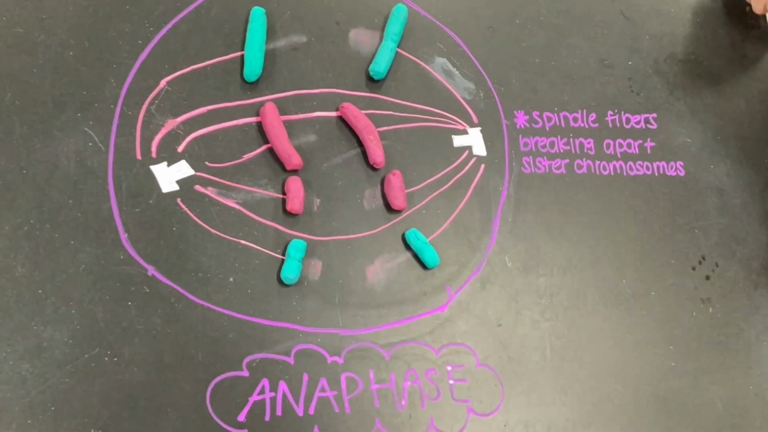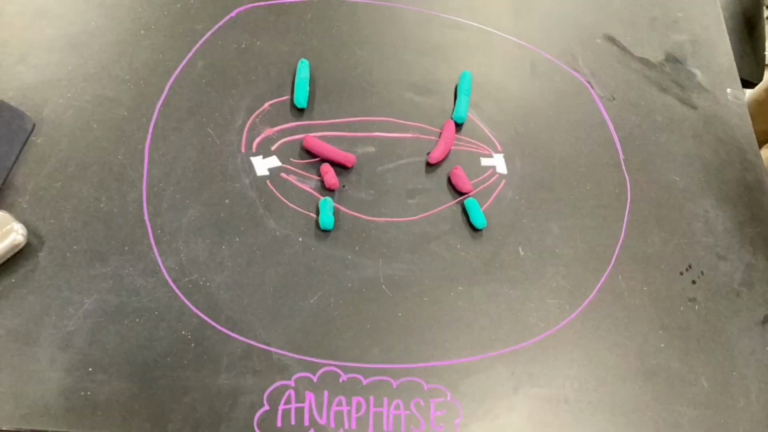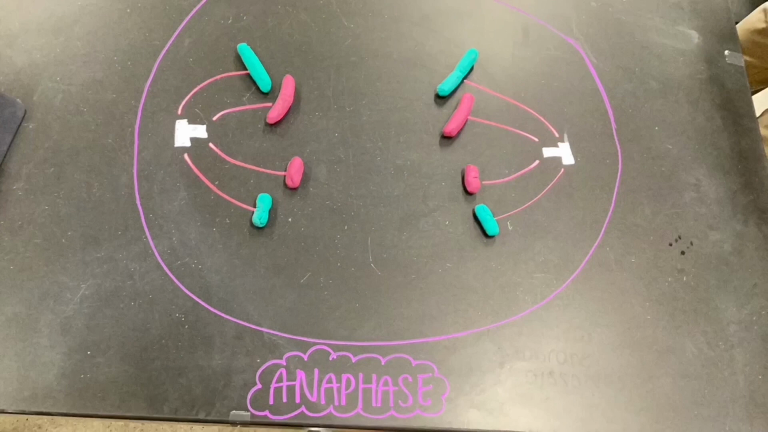anaphase, where the sister chromatids are pulled apart into the 2 different sections of the cell. The cell expands as the chromatids are pulled to either pole.